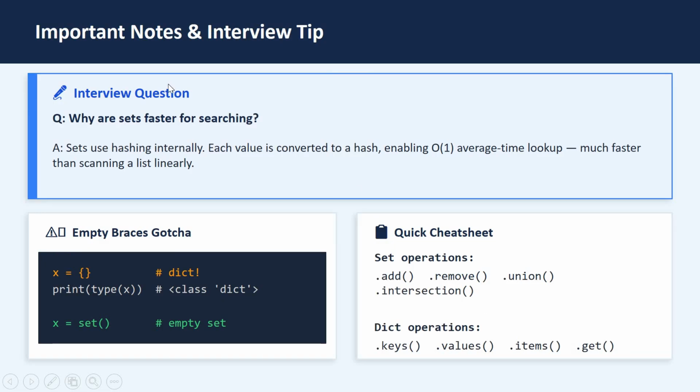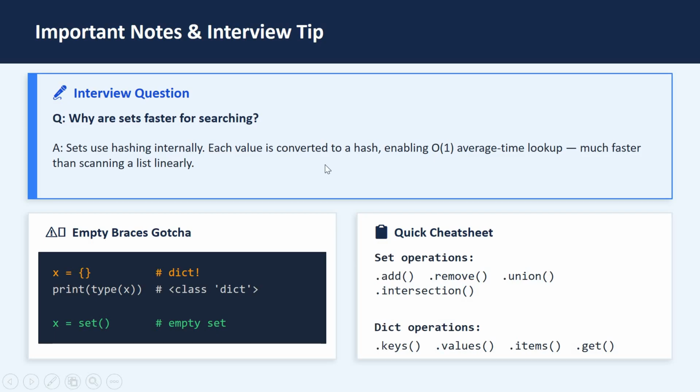Now some interview questions. Why are sets faster for searching? We perform three or four types of operations with all the data structures: we can add an element, remove an element, delete an element, or search for an element, whether in a list, tuple, set or dictionary. Here the set is used for faster retrieval. Why is it faster? Because of hashing internally. A set uses a hashing approach internally.